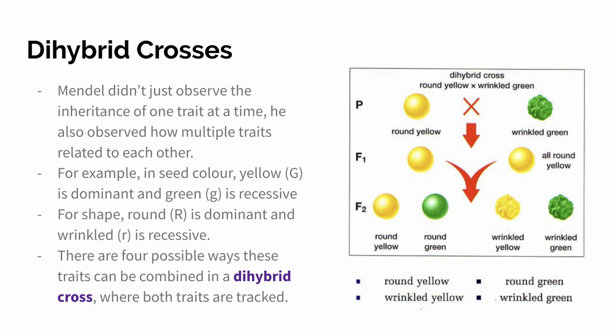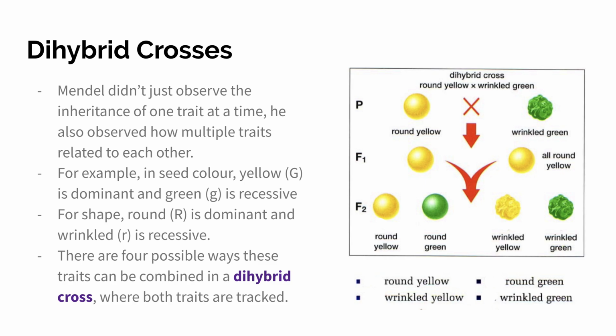But typically, because yellow is the dominant color, we do use the letter Y for seed color, but it doesn't really matter. For shape, big R, round, is dominant, and little r, wrinkled, is recessive. There are 4 ways you could combine these two traits together. You could get yellow and round, green and round, yellow and wrinkled, and green and wrinkled.